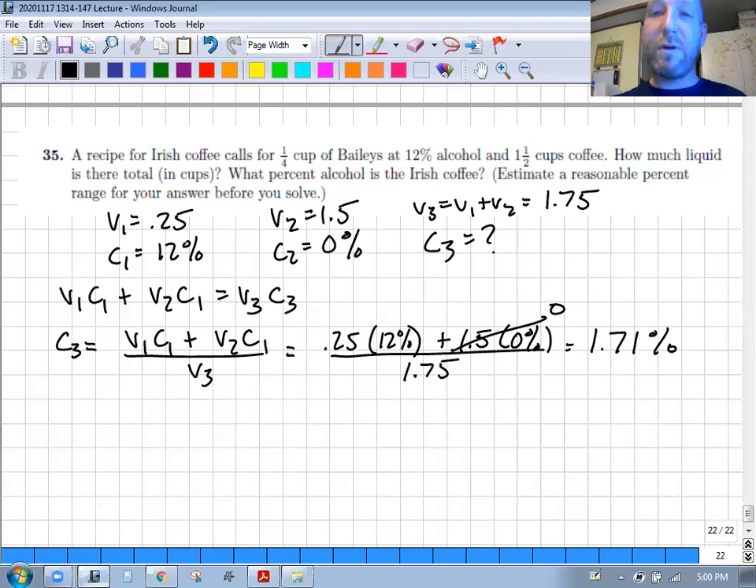The answer should be between 0 and 12%. It's going to be closer to 0 than 12 because there's much less volume 1 than there is of volume 2. It's based on the total volume here. If we increase volume 2, say to 10 cups, our percentage would go down, right? It would get much closer to 0 because you'd increase the total volume. If we increased volume 1, the percentage would get closer and closer to 12%. If you had 1,000 cups of volume 1, it would be almost exactly 12% because this 1.5 cups wouldn't make any difference.